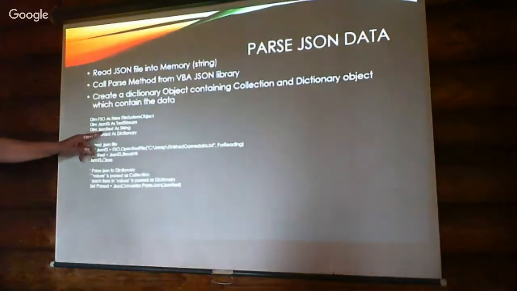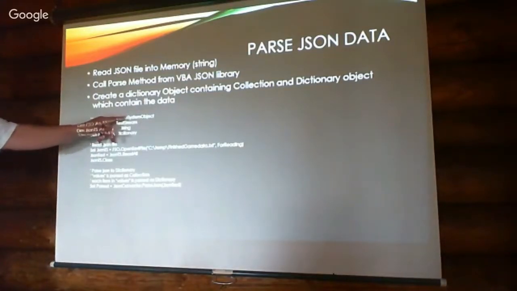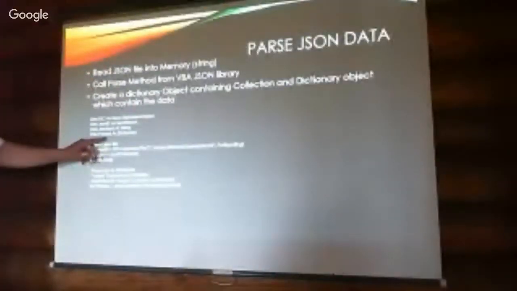So we have the file all in memory, and then we just say, okay, call the JSON library, JSON converter, and pass the JSON data with the JSON text that we got here.